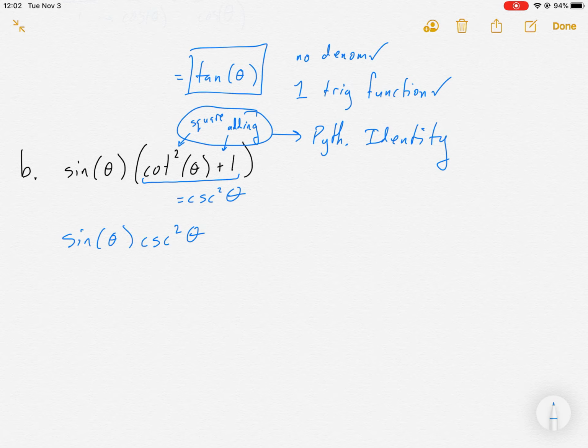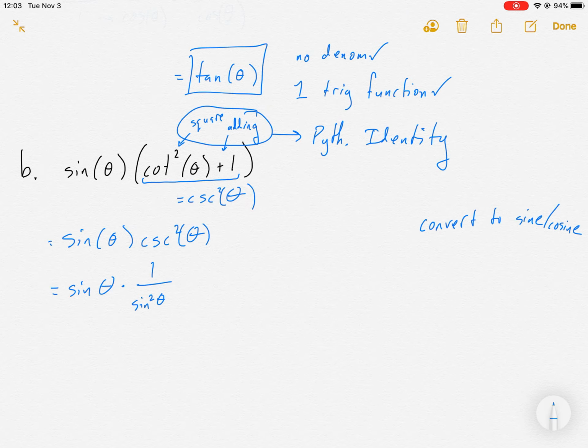So now I have sine times cosecant squared of theta. Now that I've used the Pythagorean identity, I will go back and use that first step, which was to convert to sine and cosine. And so I'm going to use the reciprocal identity to say that this is actually times 1 over sine squared of theta. I kind of knew to do that because I remembered that cosecant was related to sine, so I'm hoping there's some cancellation that happens here.